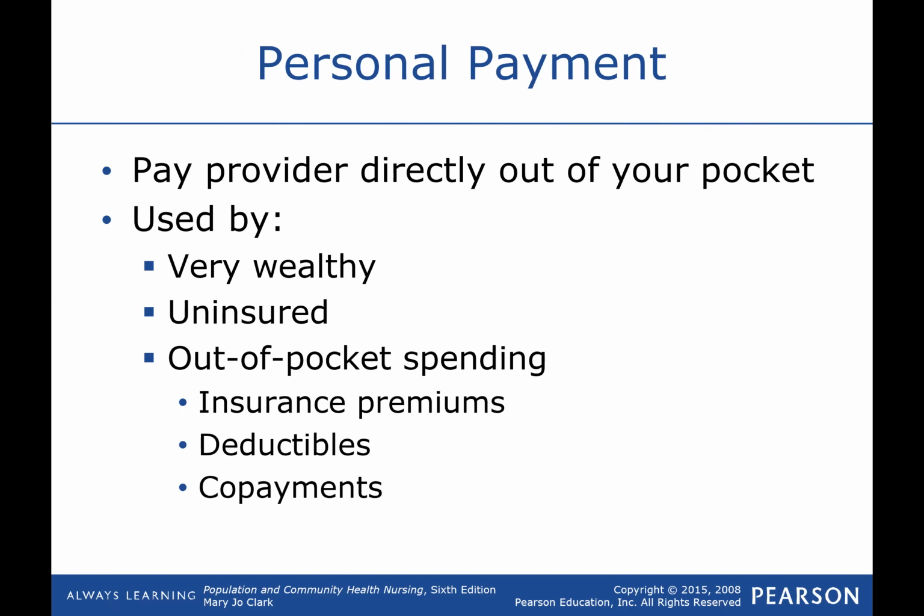So if coinsurance is 20% and your doctor's bill is $100, you're going to have to come up with $20 on top of it if you already have a deductible, and then that whole $100 went to the deductible, and you owe that directly out of your pocket.